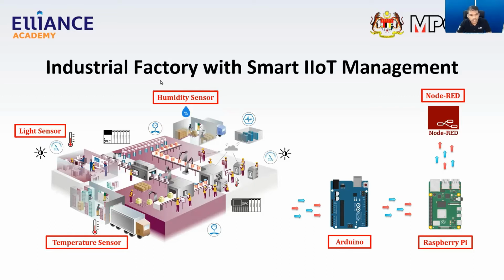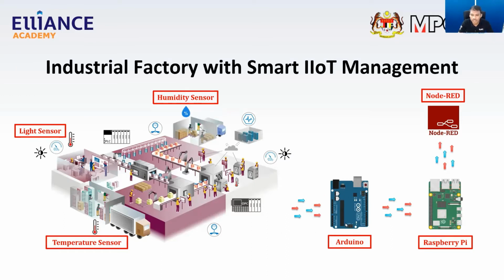Okay, let me go through a small example. As you can see here, there are temperature sensors, light sensors, and humidity sensors. These sensors can be placed anywhere on the production floor. It doesn't have to be in one building. It can be any floor, any surroundings. And then these sensors will be connected to Arduino. Okay, this blue board here is actually Arduino.